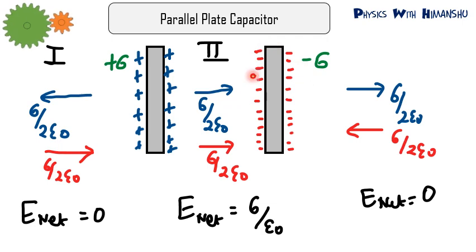Now coming to this negatively charged plate. This negatively charged plate will attract the electric field towards it. So at this point, the electric field will be inward, sigma by 2 epsilon. At this point, the electric field will also be inward, sigma by 2 epsilon.